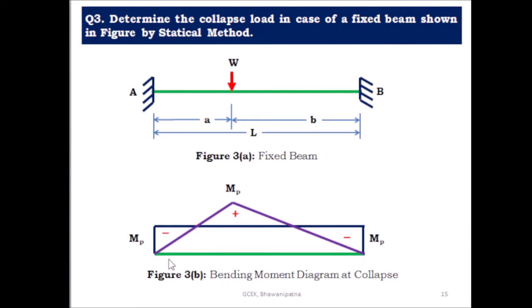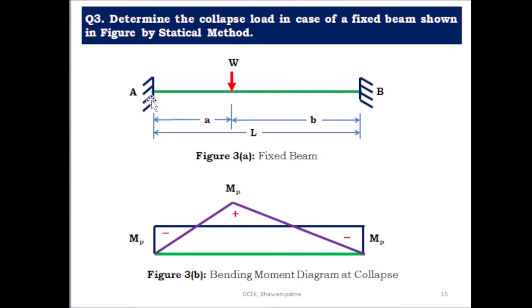Due to the support moment, this is the negative bending moment diagram, and due to this load, this is the positive bending moment diagram, and this is the net bending moment diagram: negative, positive, negative. This is cancelled, and this is the net bending moment diagram. So this is the bending moment diagram at collapse.